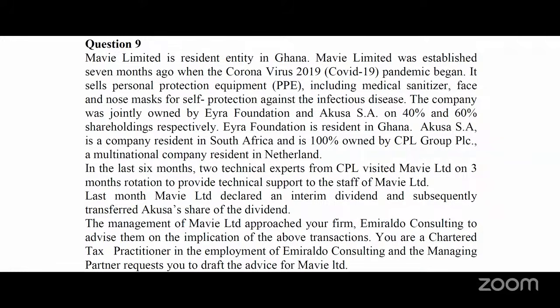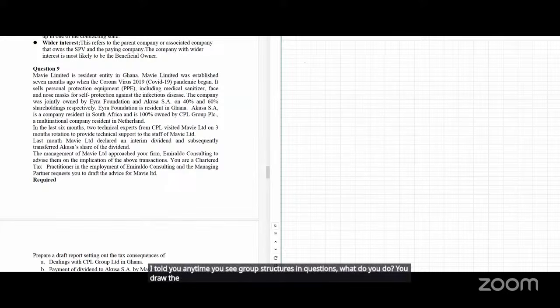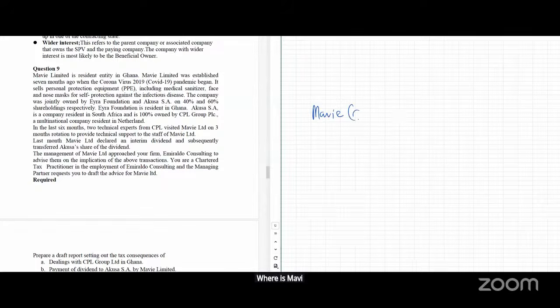All right, so let's see. I told you anytime you see group structures in questions, you draw the structure. So here they said what? Mavi. Where is Mavi located? In Ghana. Prof, do you draw it on the answer booklet? Of course, why not?